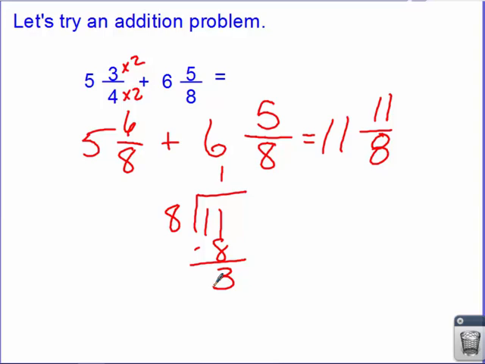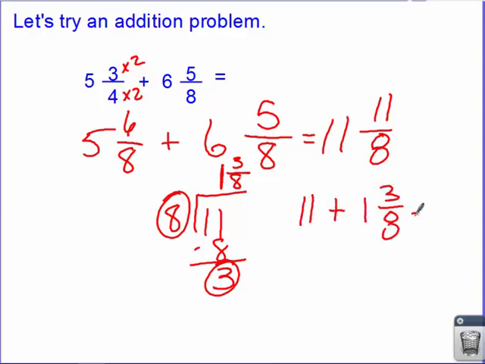So when we simplify 11 and 1/8, we end up with 11 over 8. We get 1, and we take our number that we have left over. It becomes our numerator, and the number that you divided by stays the denominator. So this is really 11 plus 1 3/8. So when we put that together, the 11 and the 1 can go together to make 12, and we have 3/8 left over.